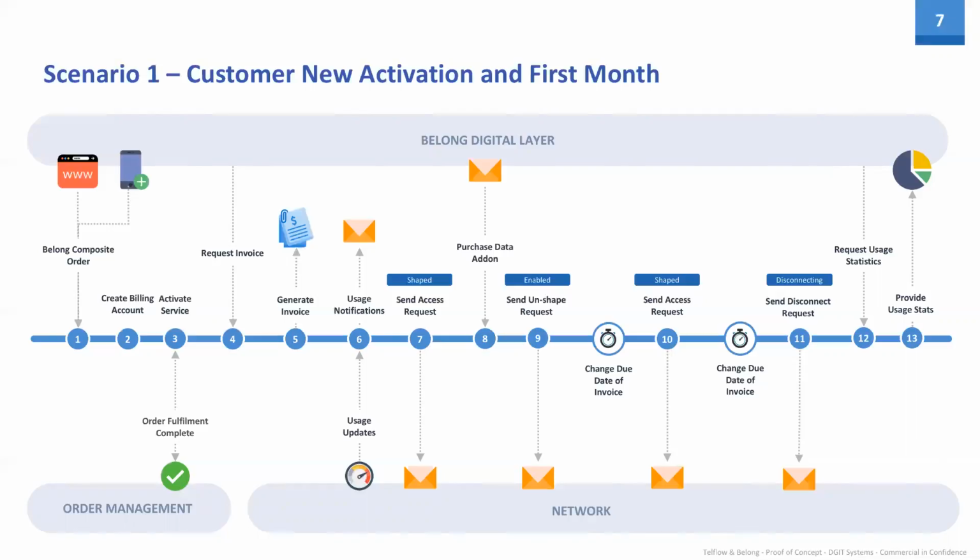And we start hitting those 25, 50, 75% notifications that we need to send off. So we'll do that. And at some point, we would have hit our limits, and we need to send an access request to shape that service. And we can see that update in the platform as well. And then this is where we sort of started to deviate from the POC itself.